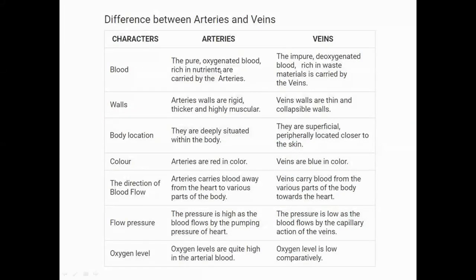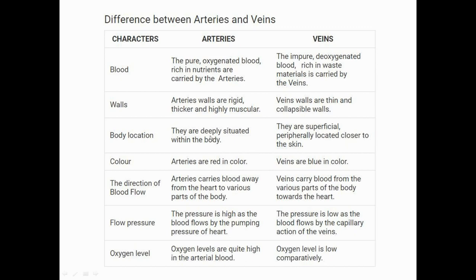Now we have to look at the difference between arteries and veins. Arteries carry oxygenated blood along with the nutrients, and veins carry deoxygenated blood along with lots of waste material. Walls of the arteries are rigid, thicker, and highly muscular. However, the walls of the veins are thin and collapsible. They are not that muscular. Collapsible means they are not as muscular as the arteries are.